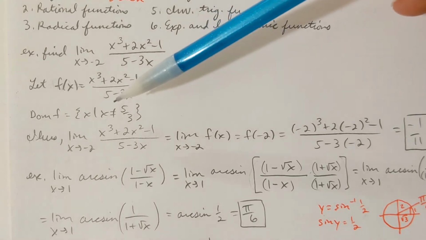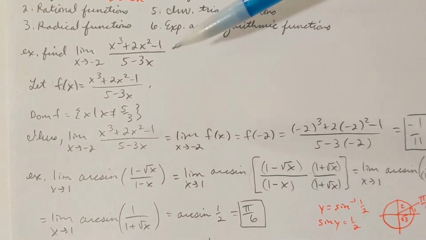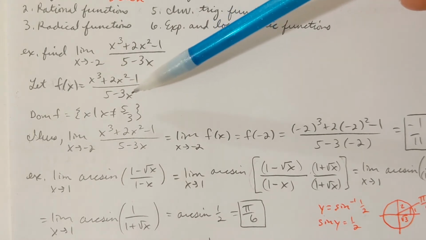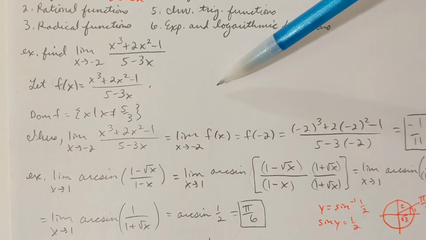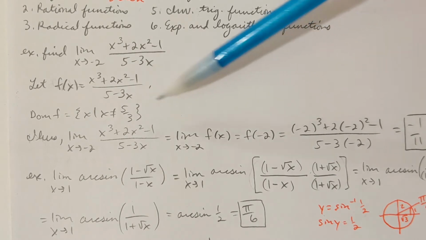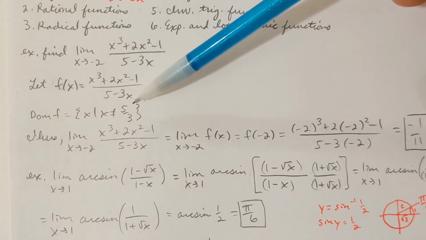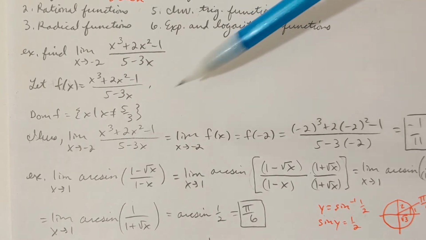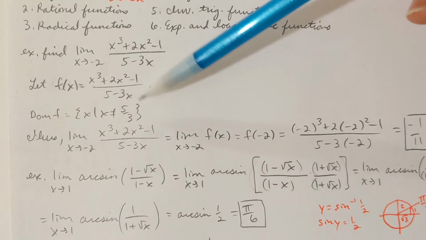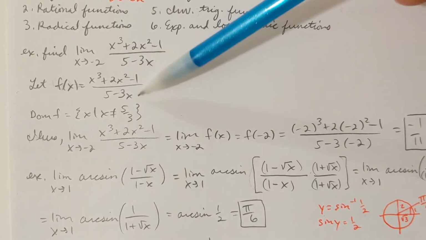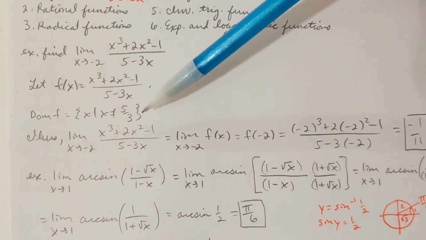Now the domain of this function would be all real numbers except for 5/3, right? I know I can't divide by 0. So if I were to set 5 minus 3x equal to 0, I'd get x equal 5/3, and of course that's what I don't want. -2 is in the domain, right? 5/3 is the only number causing a problem in this function. -2 is in the domain.